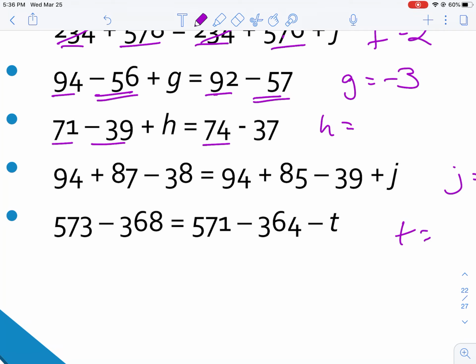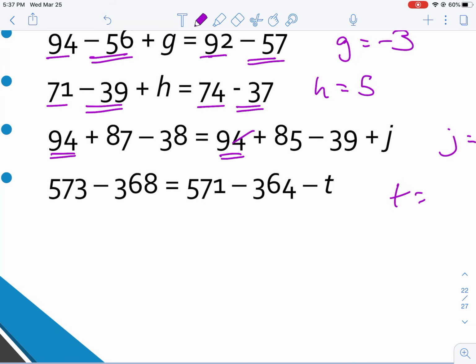All right, the next one I'm looking at 74 compared to 71, and negative 39 compared to negative 37. Again, let's think this through. I'm starting with 3 more, 3 less. So I've got 3 less, and I'm subtracting 2 extra. That means this is going to be 5 less than this side. Is that right? Let's go through it again. 3 less, and subtracting 2 more. So I need 5 extra here. So H is 5.